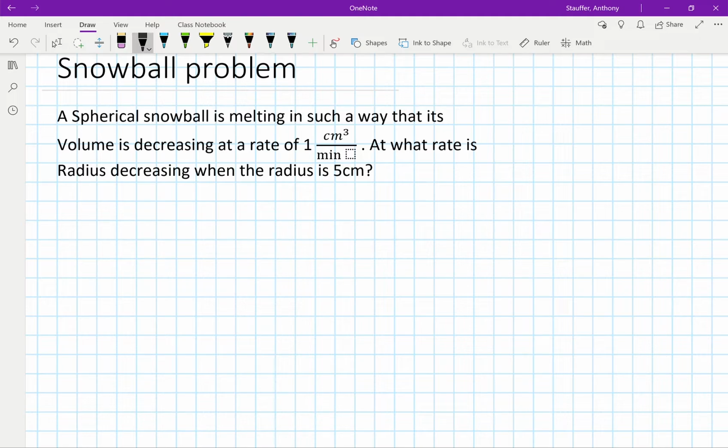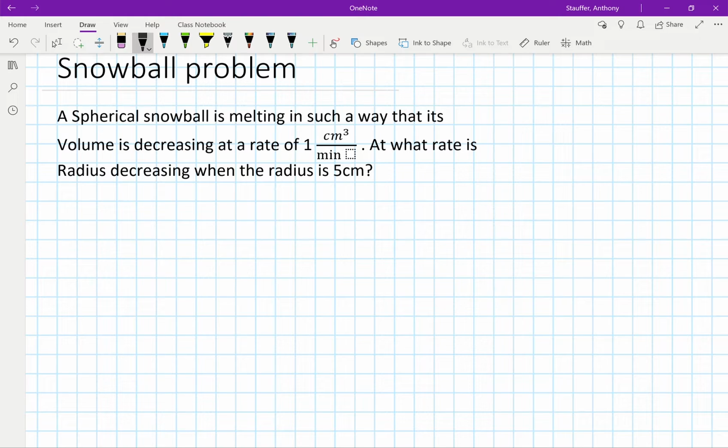A spherical snowball is melting in such a way that its volume is decreasing at a rate of 1 centimeter cubed per minute. At what rate is the radius decreasing when the radius is 5 centimeters? First off, I'd like to apologize for the overt capitalization and that little box that I couldn't figure out how to get rid of, but hopefully in the future I will get better at this.